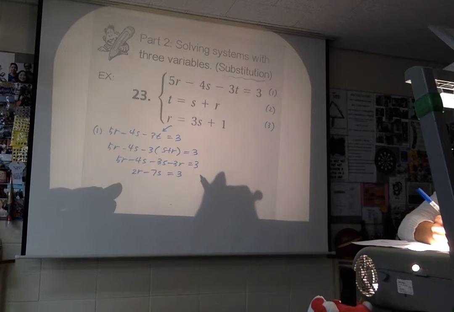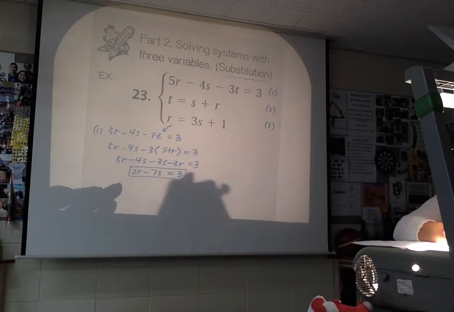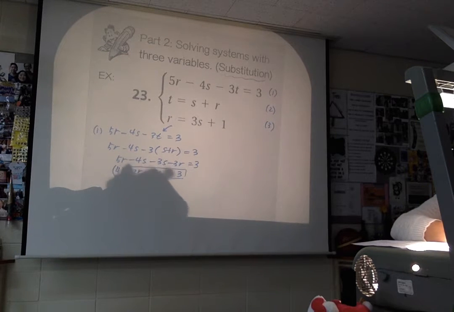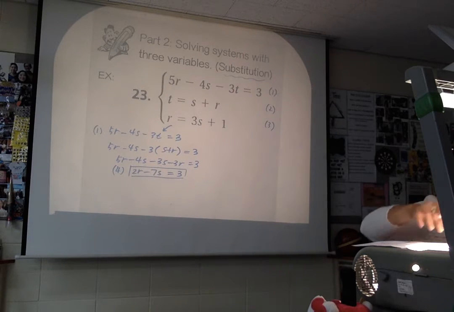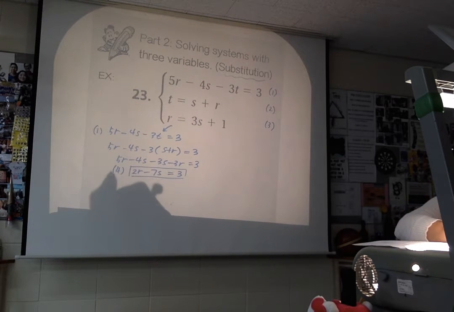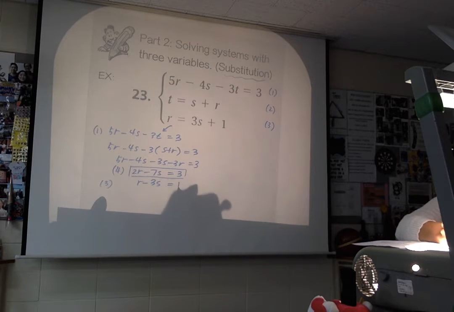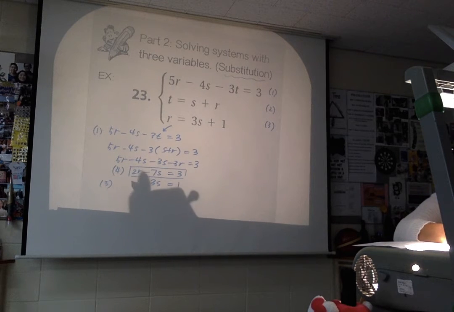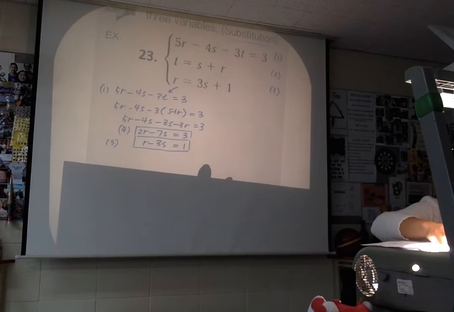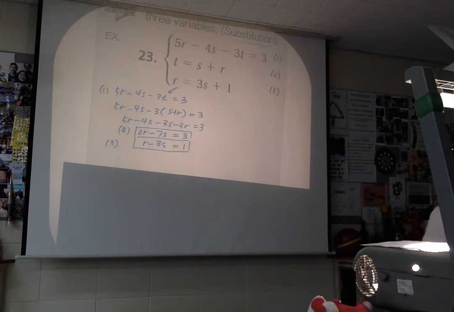That's a new equation, so I'm going to box it and put a number by it, 4. Equations 1, 2, 3, and this is our new equation 4. Now we're going to take equation 3, which is r minus 3s equals 1. And look, now we have two equations with the same variables, two unknowns. So now we just have to apply elimination to those equations. So let's do that, okay?